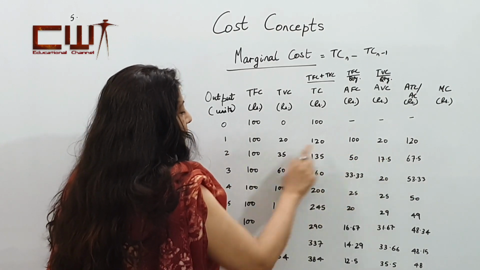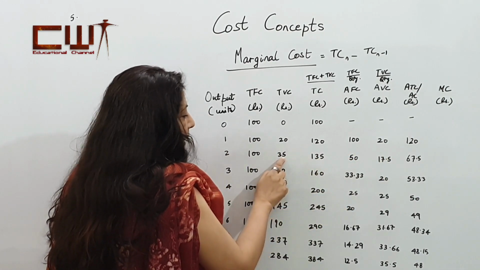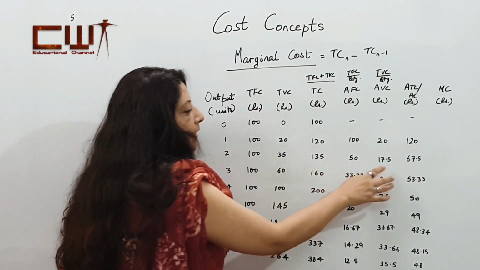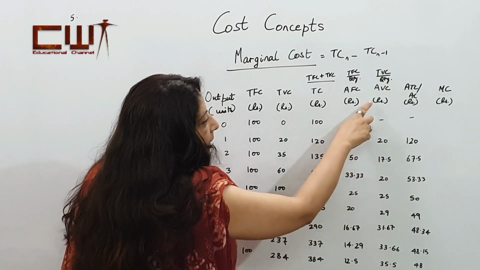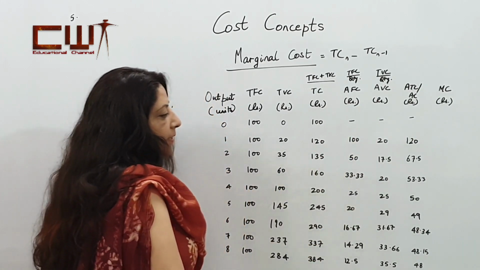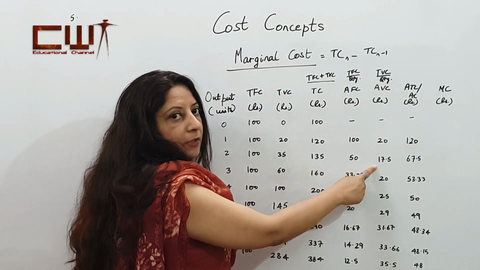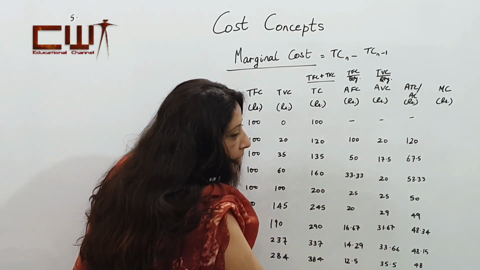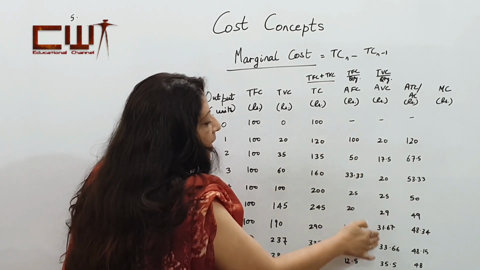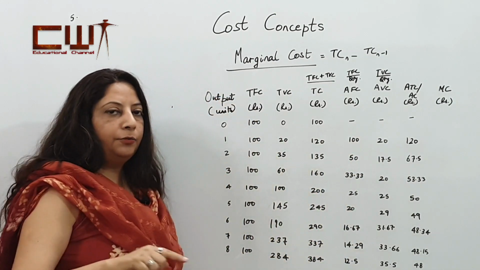Then this becomes 35 divided by 2, which is 17.5, and so on. So what we observe here is that initially, to some extent, the average variable cost decreases, and it reaches a level and starts increasing. So the shape of average variable cost is U-shaped.